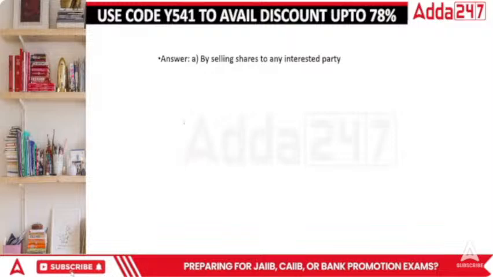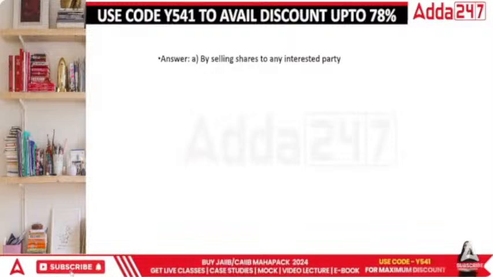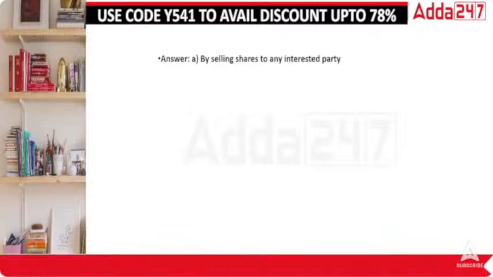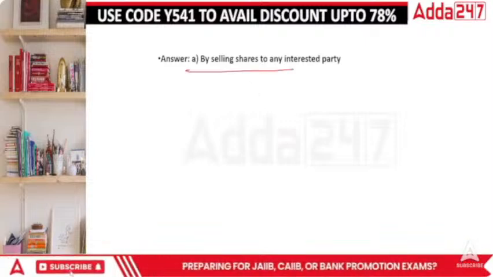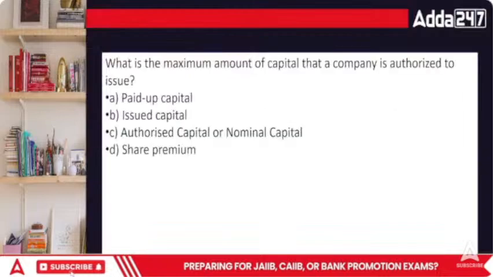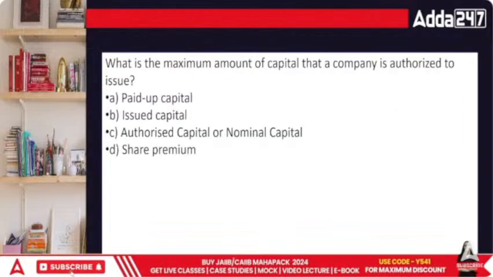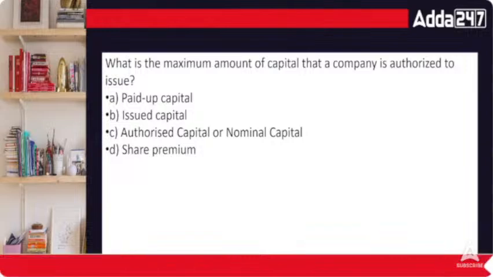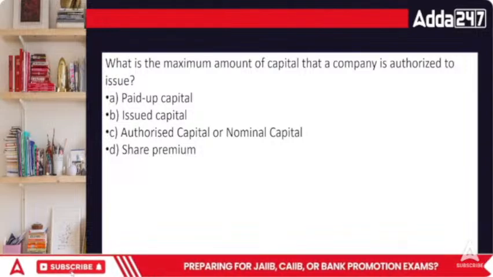The answer is by selling shares to an interested party. Then everyone will just give up their shares and give them to some other party. It's not about anybody else, but I think it is of no use to become a debt of the company. If you want to, then you won't give up your equity and then buy debt.